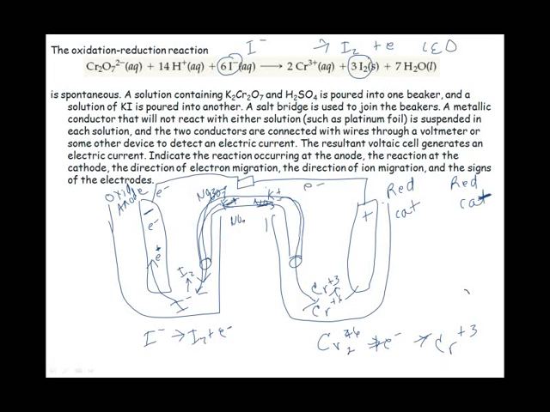So the NO3 again in the bridge, I'll redraw the bridge. The NO3 ions are going to go towards the iodide, and the potassium is going to go to the right. Kind of a mess, but that's the way it's going to work.